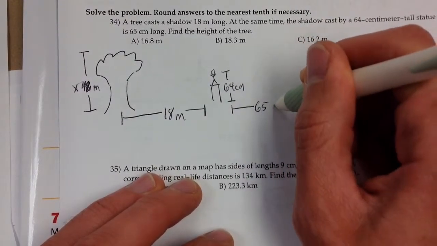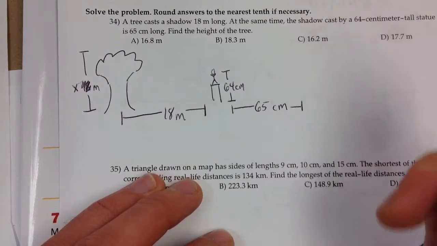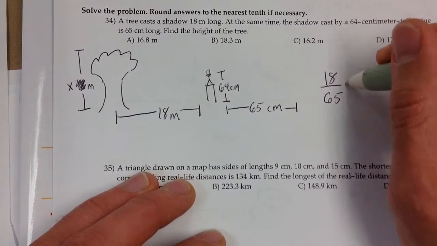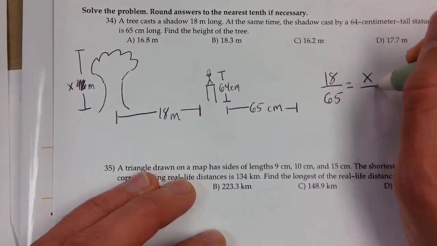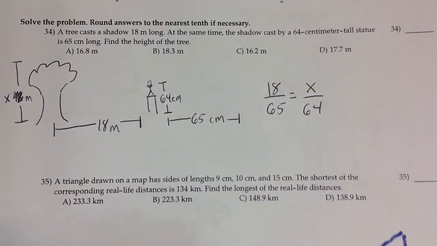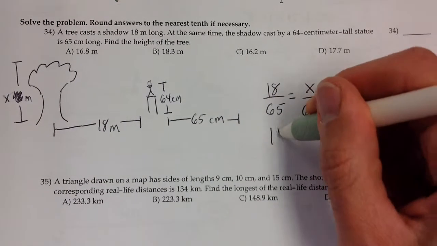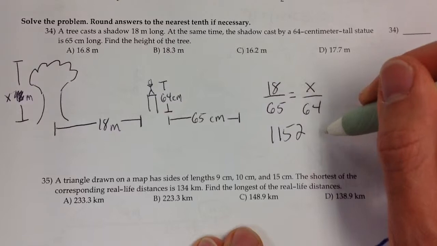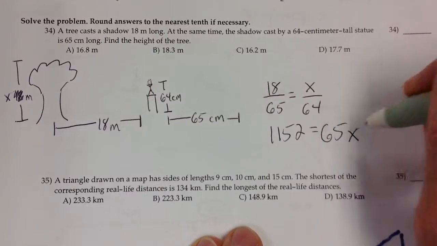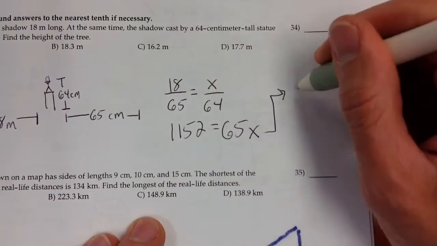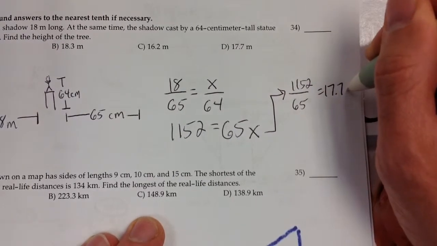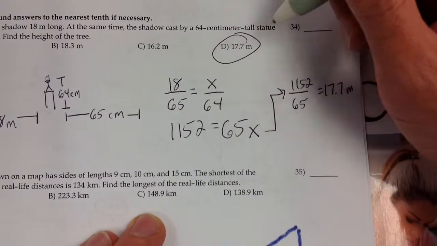So I set the proportion to be 18 over 65 equals x over 64. And then I cross multiplied, getting 1,152 equals 65x. Then you divide by 65. Yeah, and then I divided by 65 and I got 17.72 after rounding. Yep.